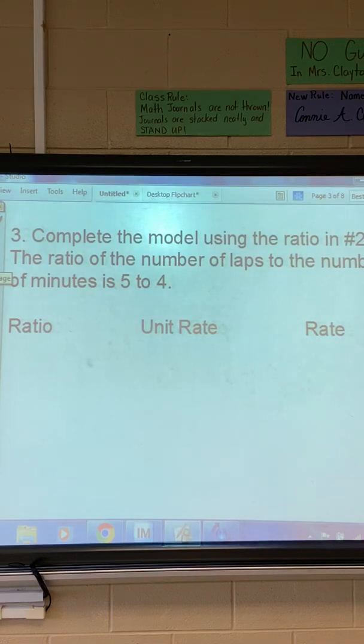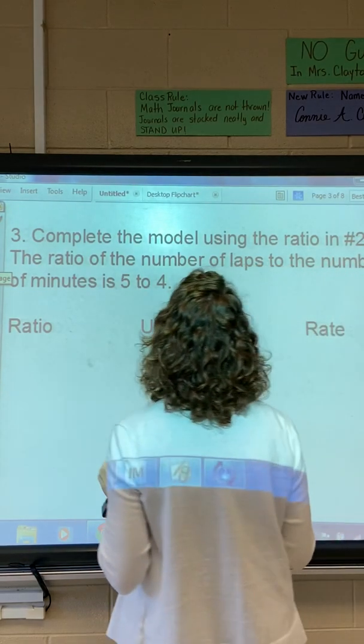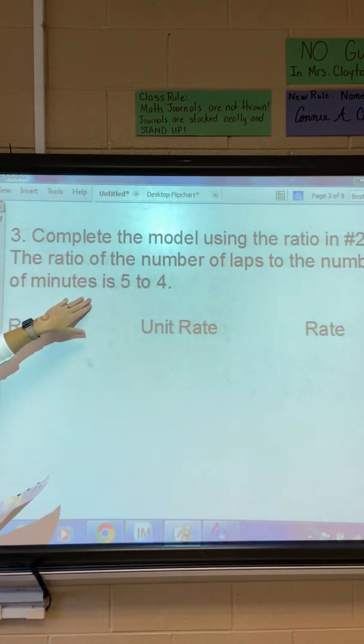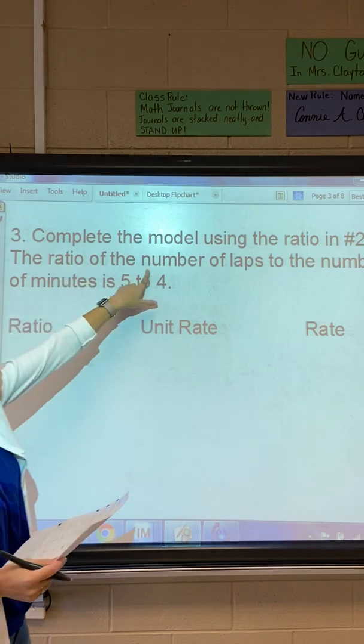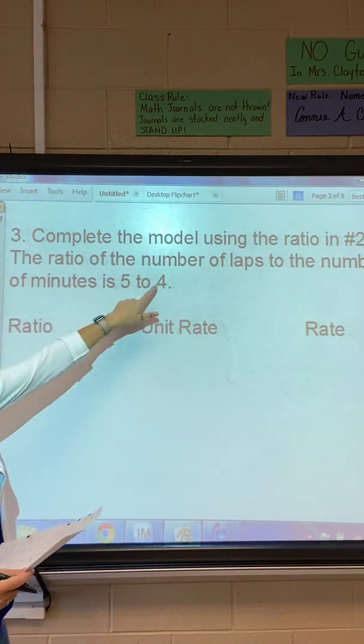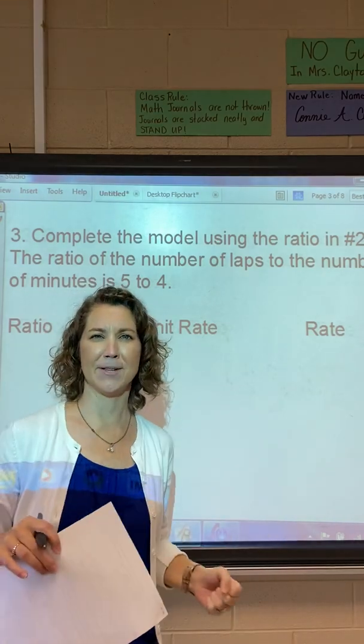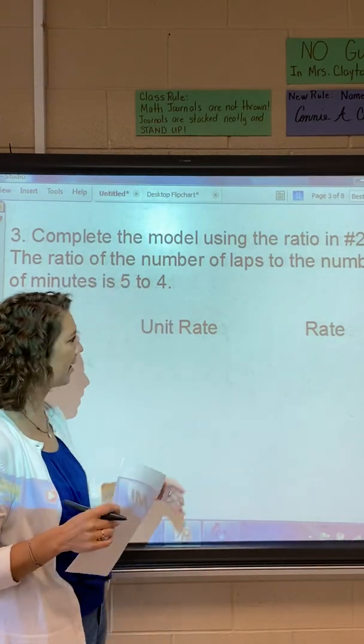Number 3, complete the model using the ratio in number 2. Okay, so I went ahead and retyped the ratio for number 2. The ratio of the number of laps to the number of minutes is 5:4. Just because, you might have skipped number 2 or something. I don't know, but I just want to write number 2 back on here.